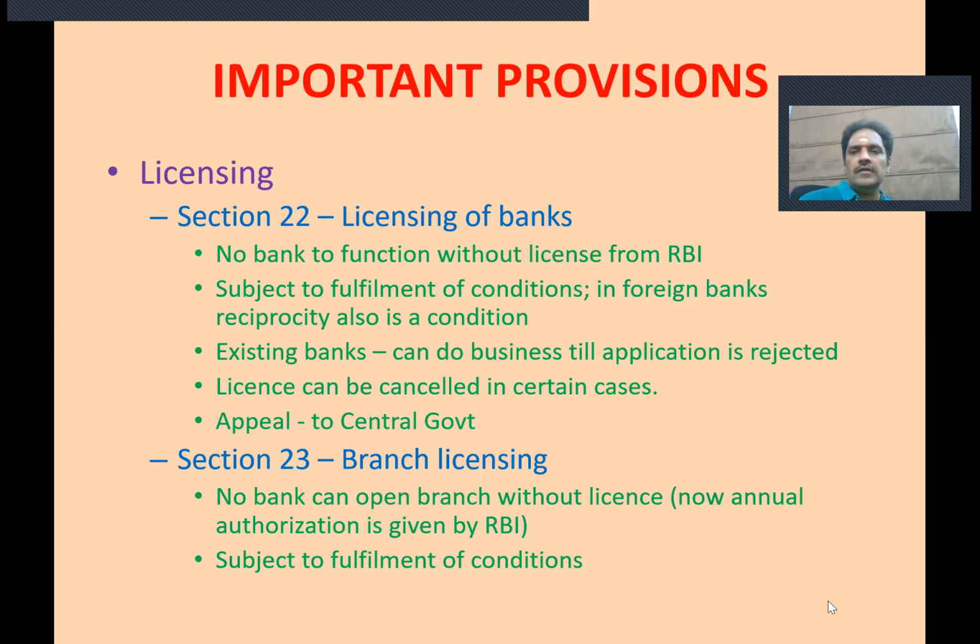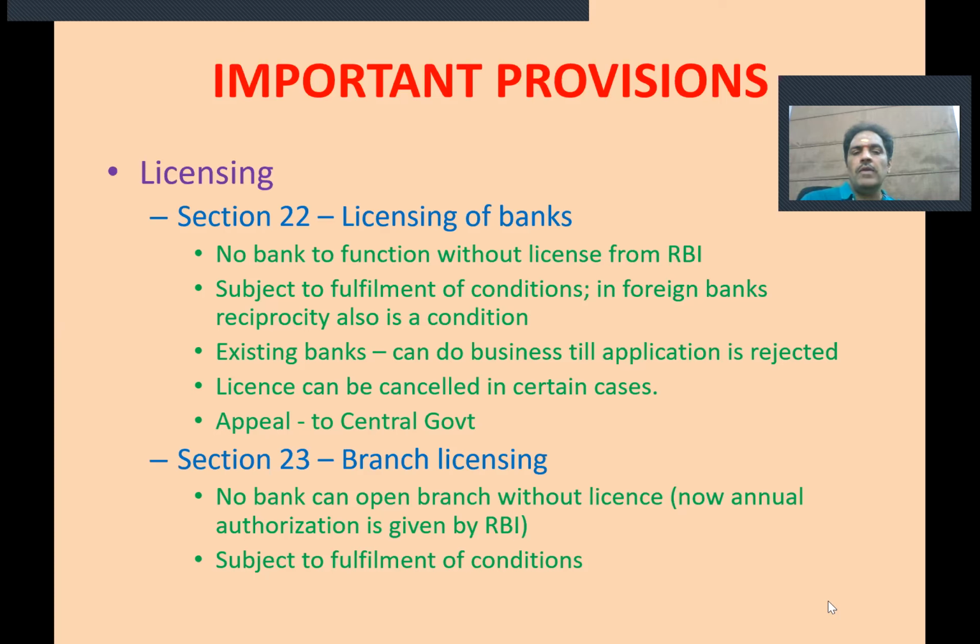Then existing banks have to apply, and only if the application is rejected will they cease to do business. But as long as their application is not rejected for license, they can continue to do business. This provision is applicable for our cooperative banks. There are several district central cooperative banks which are not licensed, but because their applications have not been rejected, they continue to do business. Then in certain cases, license can be cancelled also, like not fulfilling the conditions, or if it is not doing banking business, or is not in a position to repay the debt to the depositors, or is not complying with the directions or provisions of the Act. The appeal against rejection or cancellation of license will lie to the central government, and the central government decision will be final. It has to be filed within 30 days.